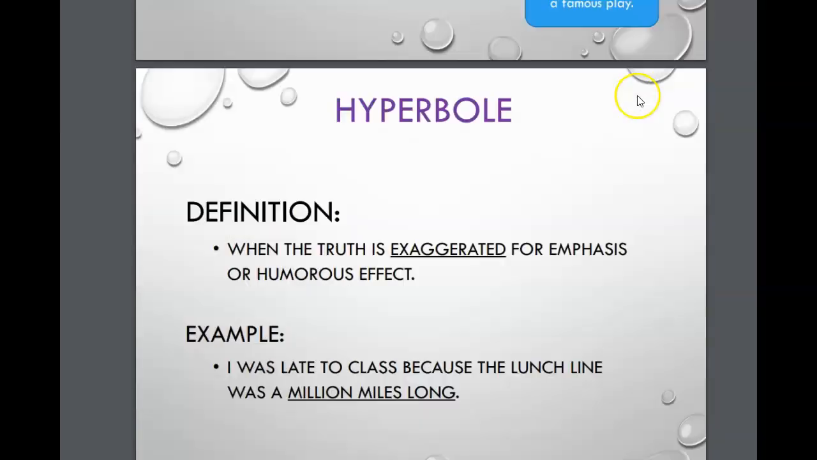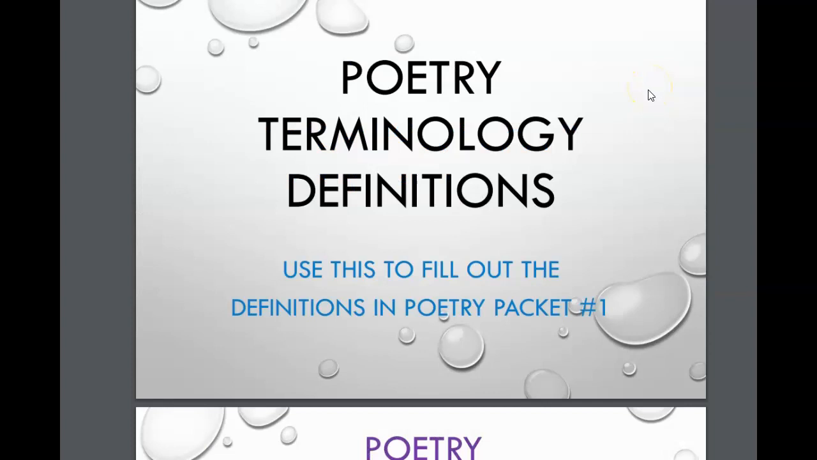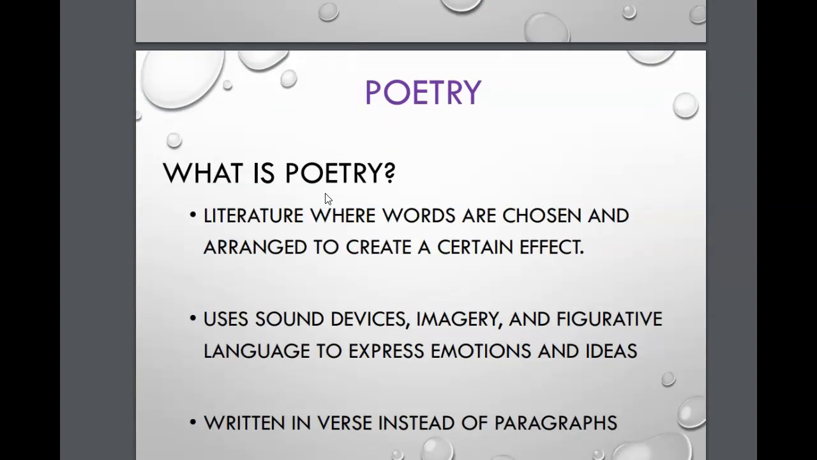So here we're going to go to the beginning of the presentation. This is the PowerPoint. And we're going to start with what is poetry. Now, poetry is a certain type of literature where the words are chosen and arranged to create a certain effect. It uses sound devices, imagery, and figurative language to express emotion and ideas. Nonfiction texts are about sharing facts and opinions. Narrative texts, like novels, are for telling stories. Poetry is for expressing emotions and ideas.